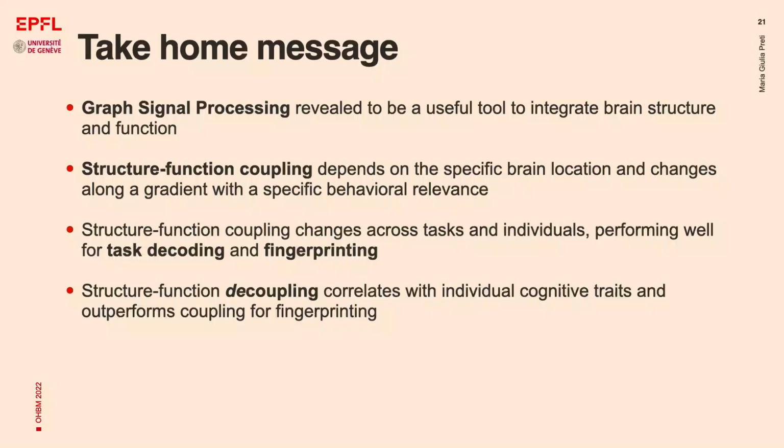So the take-home message is that graph signal processing revealed to be a very useful tool to integrate structure and function, and that we found out that this spans a gradient in the brain that has a behavioral relevance. And also more recently, we found out that there is a potential for task decoding and fingerprinting. So these measures of structure-function coupling also uniquely identify subjects and tasks. And it's in the structure-function decoupling in particular that you have the most important information to differentiate among different subjects.